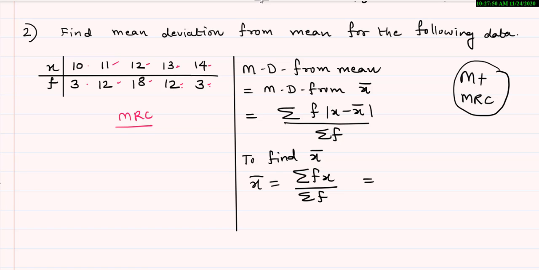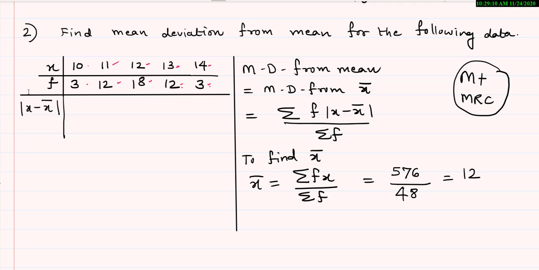The MRC key is pressed after that, and then you get the answer: the summation fx value from the calculator comes out to be 576. And you can already, in the beginning itself, compute the total of f, that is summation f. In this example it comes out to be 48, and dividing that you get the x bar value as 12.